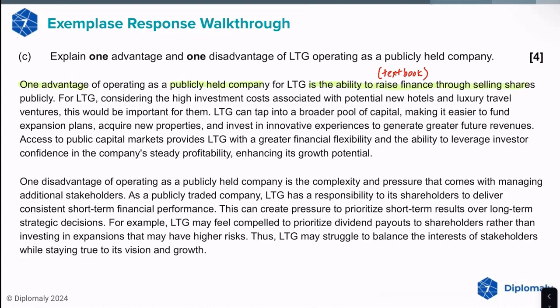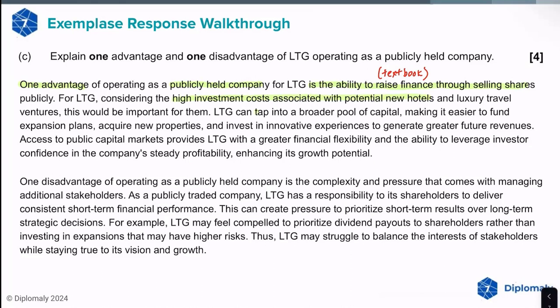The second sentence, remember, extends and explains that advantage point. So for LTG, what does that mean? It means that they had to raise money because Jessica said that she wants to build a new hotel, and this expansion plan requires money. So that's why being a publicly held company would be advantageous for LTG, because they can now use that money to support the high investment costs of the potential new hotel.